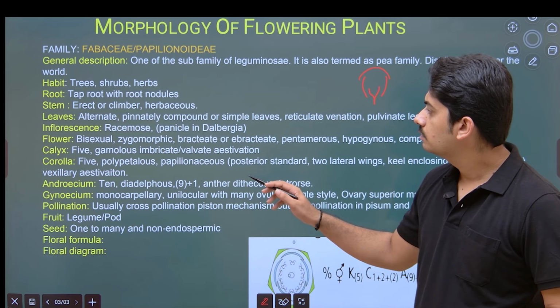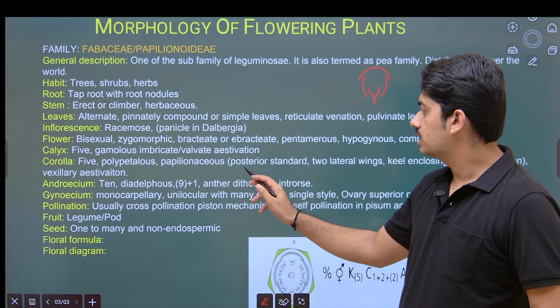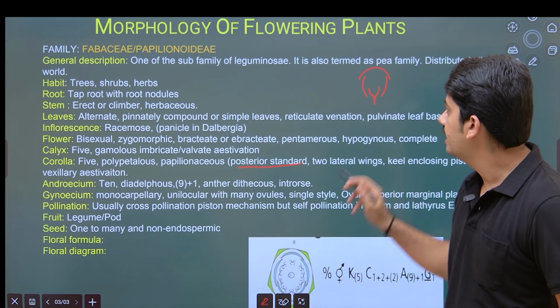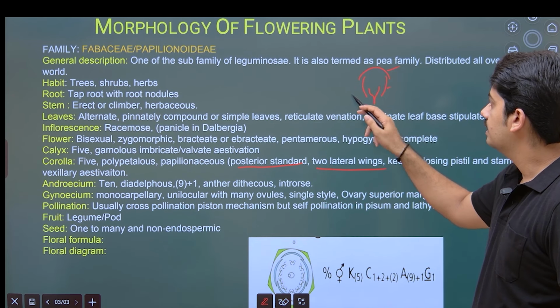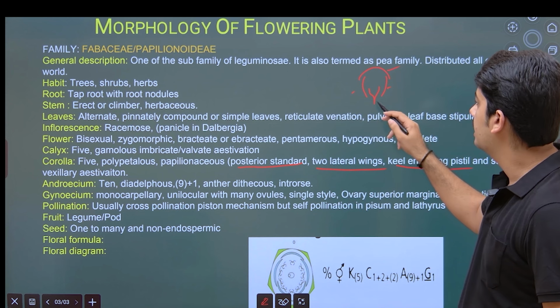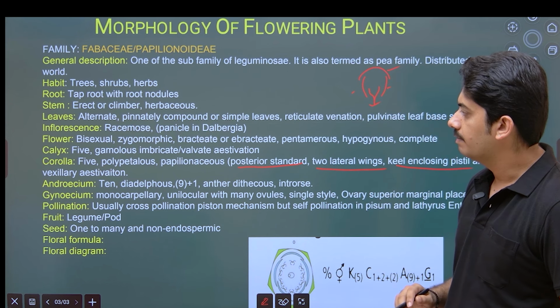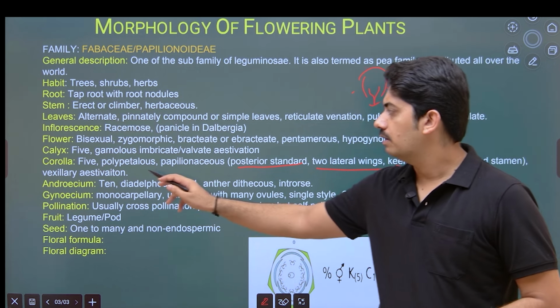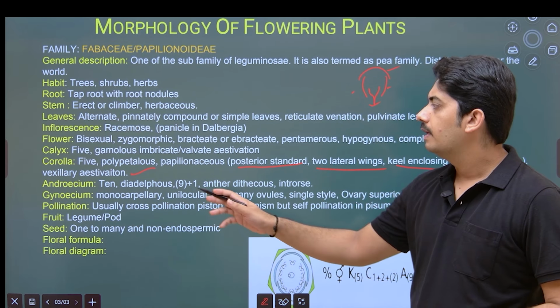Now here they have given the description. Posterior standard petal, this is the standard petal, two lateral wings and keel enclosing the pistil and stamen. So this part encloses the pistil and stamen. Here we observe a very unique type of aestivation, that is vexillary aestivation.